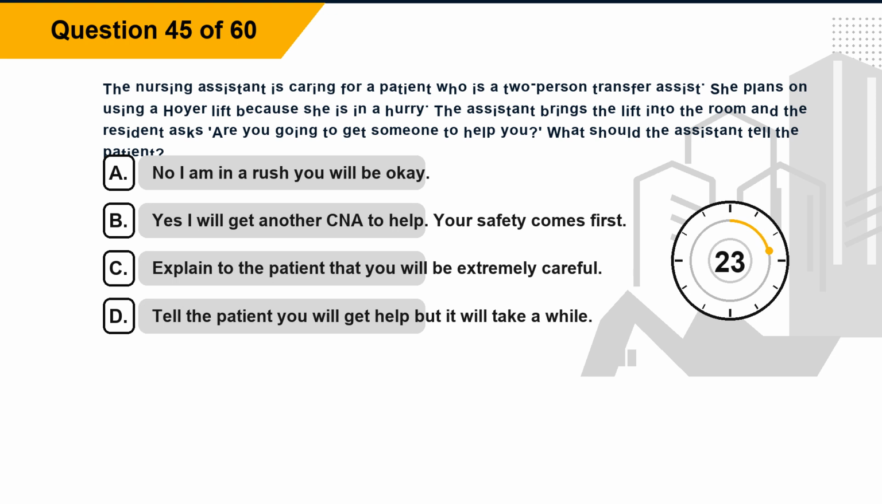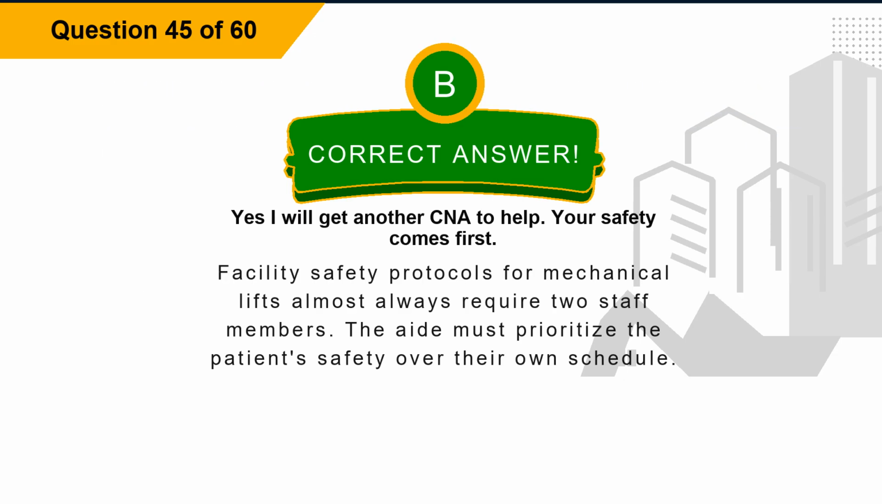Question 45. The nursing assistant is caring for a patient who is a two-person transfer assist. She plans on using a Hoyer lift because she is in a hurry. The assistant brings the lift into the room and the resident asks, "Are you going to get someone to help you?" What should the assistant tell the patient? Option A, no, I am in a rush, you will be okay. Option B, yes, I will get another CNA to help. Your safety comes first. Option C, explain to the patient that you will be extremely careful. Option D, tell the patient you will get help but it will take a while. The correct answer is option B, yes, I will get another CNA to help. Explanation: facility safety protocols for mechanical lifts almost always require 2 staff members. The aide must prioritize the patient's safety over their own schedule.